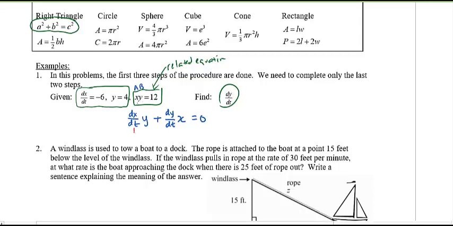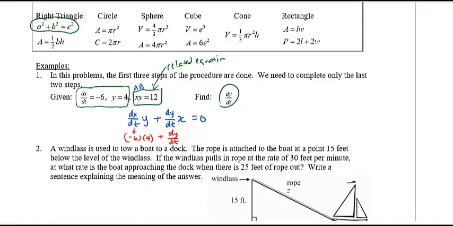So dx/dt, that's negative 6. Y, that's 4. dy/dt, that's what I want to figure out. And what is x? Well, they don't actually tell you what x is. But can you figure it out?